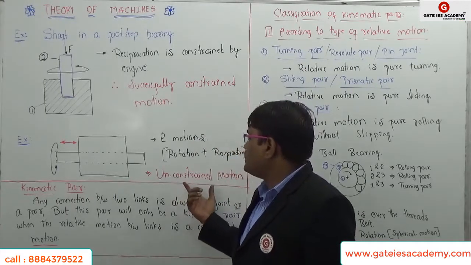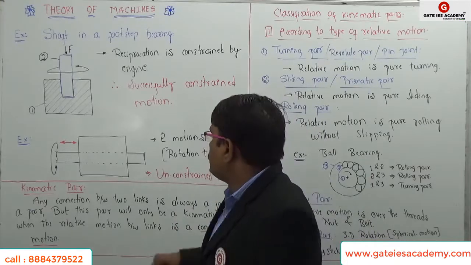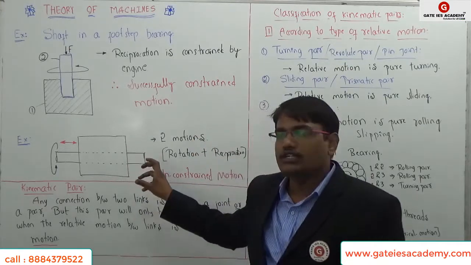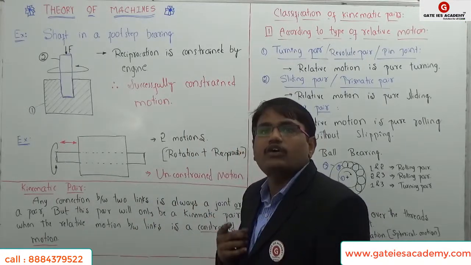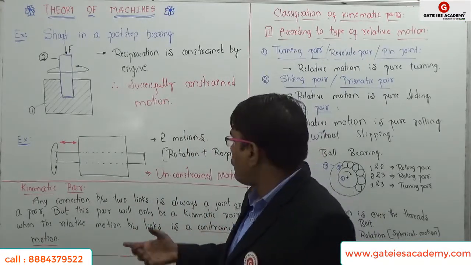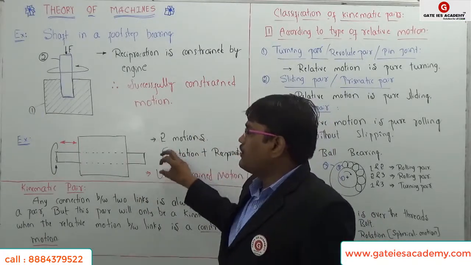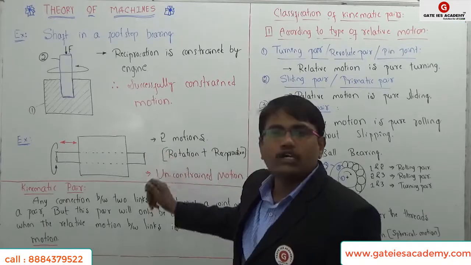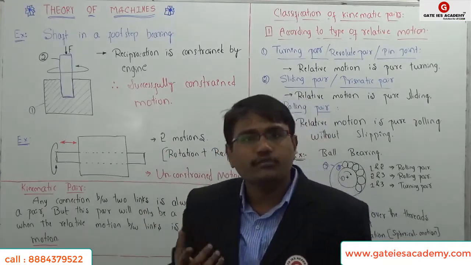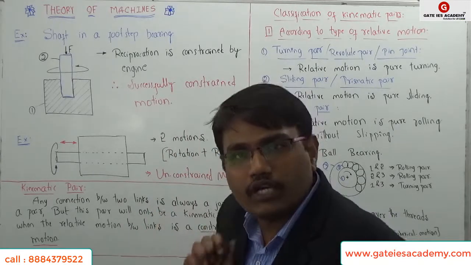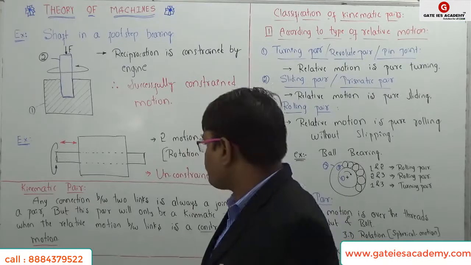Now what is an unconstrained motion? More than one motion is possible. A cylindrical object inside a cylindrical or circular hole, correct? The cylindrical object that is placed can reciprocate also and it can rotate also. So two motions are possible at a time, so it is not at all constrained. That is why it is an unconstrained motion.